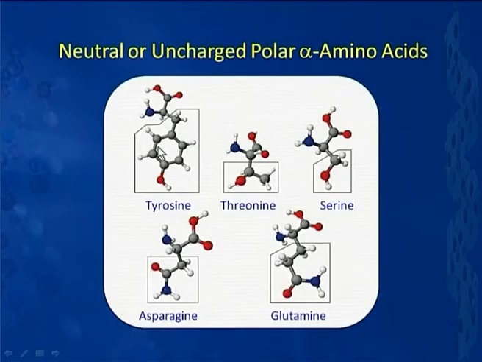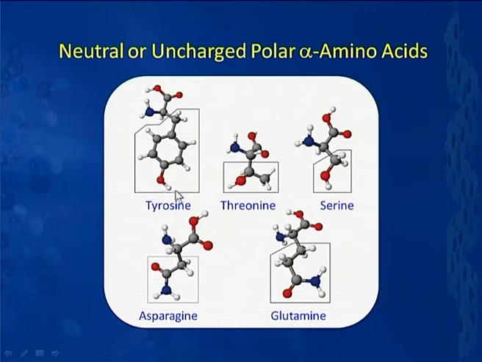The second class is neutral or uncharged polar. As the name suggests, the side chain is neutral, there is no charge separation, but still there is a small amount of polarity in that. So there is some kind of polarity coming into the picture. For example, tyrosine has CH2, a benzene ring here, and then this is OH, it is basically the phenol part of it.